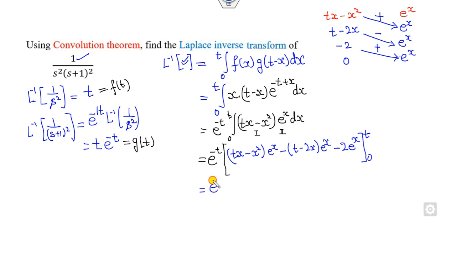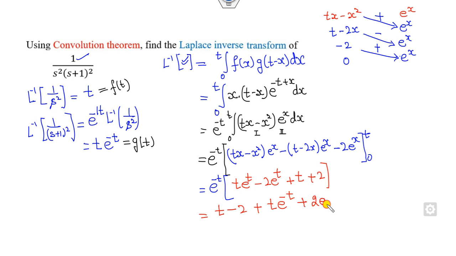Now you can substitute this value with e raised to power minus t outside. When you substitute t, it's t square minus t square, 0, then t times this, and twice this. When you substitute 0, it's 0. When you substitute here, it's minus t, plus e raised to power 0, that is 1. Now you can open this bracket. It's t minus 2 plus t e raised to power minus t plus 2 e raised to power minus t is the right answer.